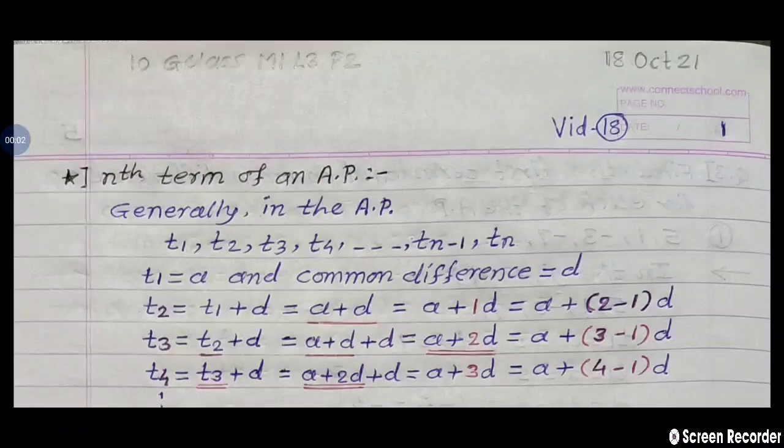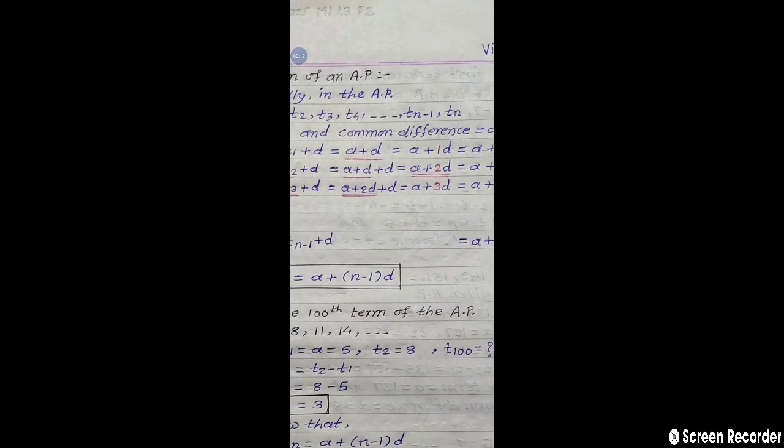Hello students, in the previous lecture we studied sequence and arithmetic progression. Sequence means a set of numbers where the numbers are arranged in a definite order. It's called a sequence.